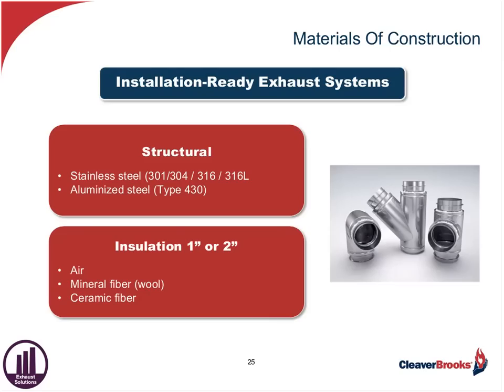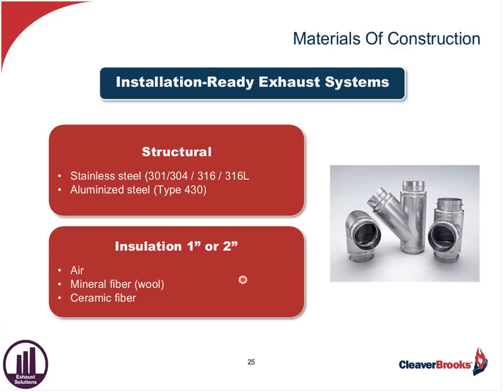Now, as far as the materials of construction are concerned, you see that there's stainless steel, either 301 or 304, 316 or 316L, which is low carbon. And also there's an aluminized steel type 430. The aluminized steel is on the outside. So we've got a double wall. We've got the stainless steel material that you see here, and then we've got the outer wall, which is an aluminized steel.